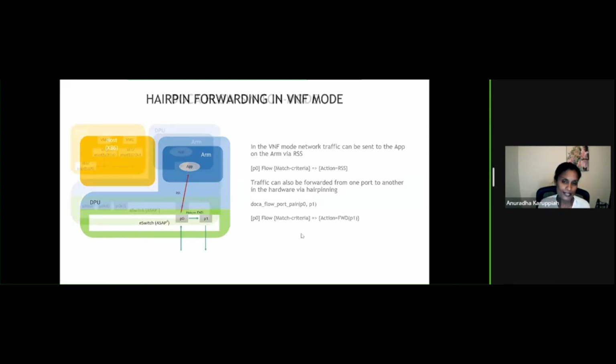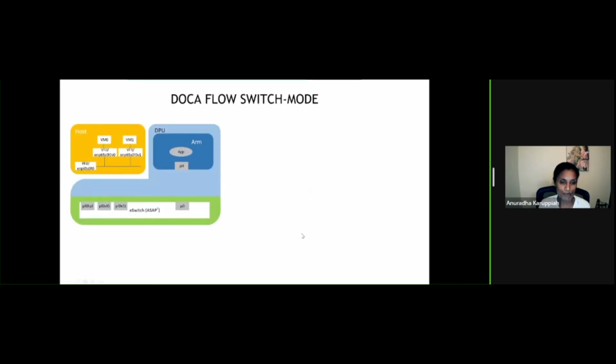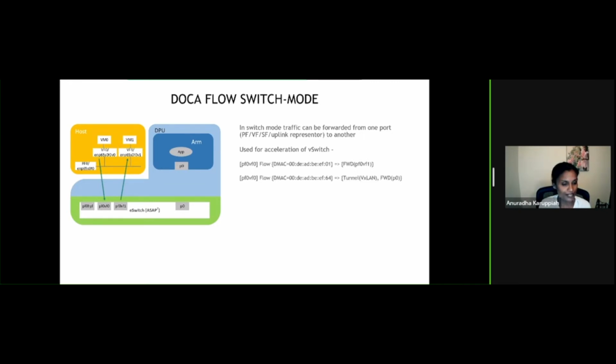The next Dockerflow mode we're going to talk about is the switch mode. In this mode, you can forward traffic from any network representative to another network representative. So this is the mode for accelerating vSwitches and vRouters. For example, you can send layer 2 forward traffic from VM0 to VM1. You can also send the traffic from VM0 to the network using overlay tunnel encapsulation.